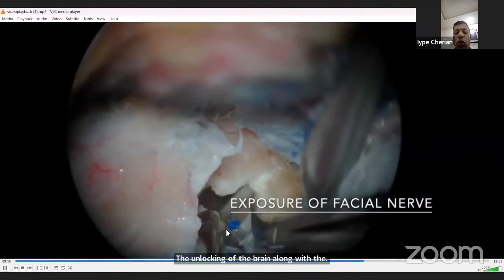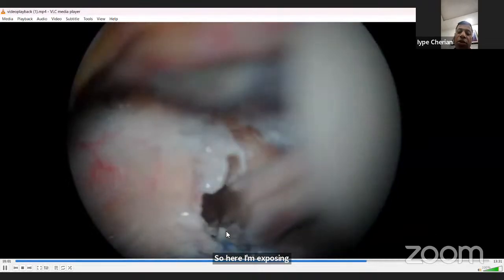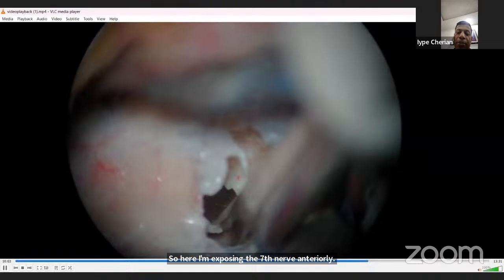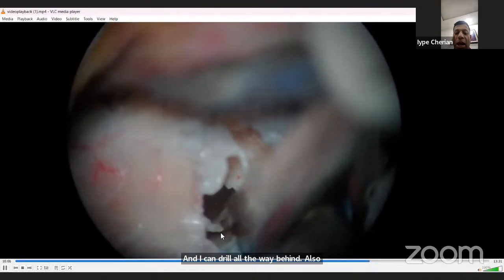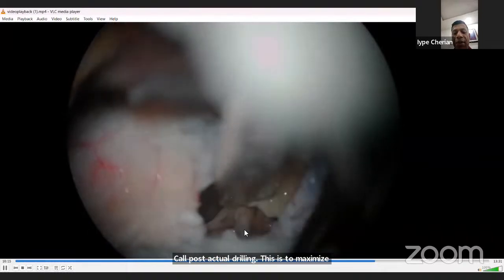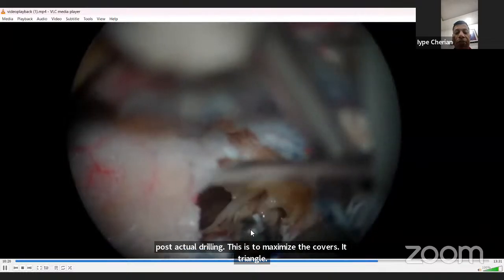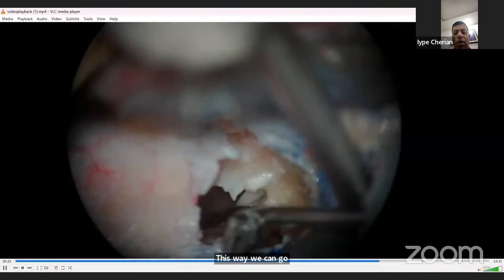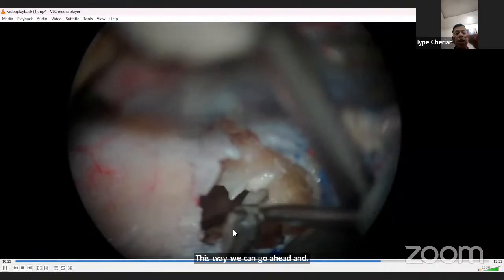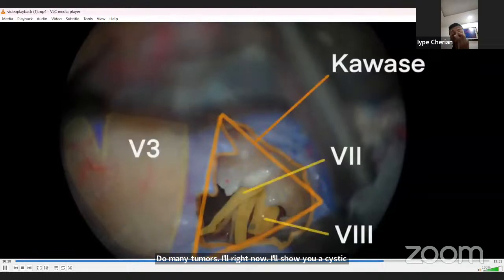So here I'm exposing the 7th nerve anteriorly, and I can drill all the way behind also. That means up to the superior semicircular canal, that is called post-meatal drilling. This is to maximize the Kawase triangle. This way, we can go ahead and do many tumors. Right now, I'll show you a cystic petroclival where we did this.